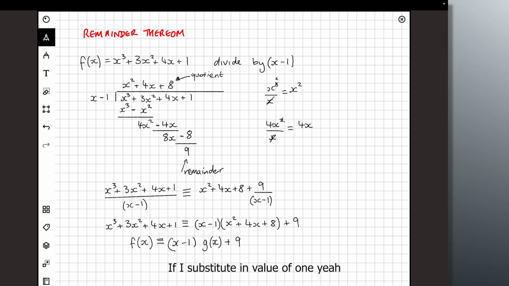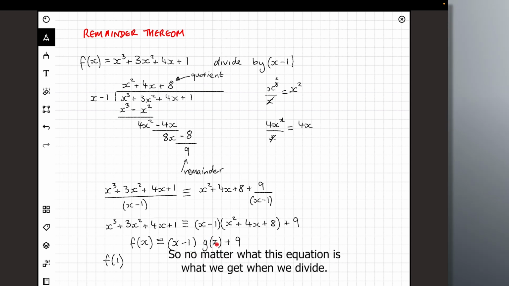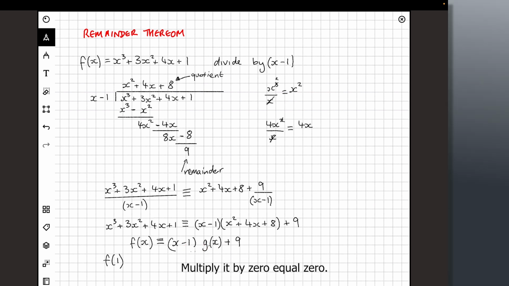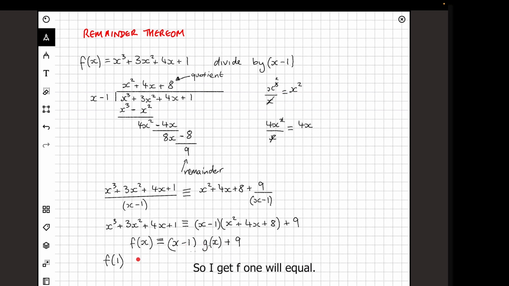Now, if I substitute in a value of 1 here, this here is going to equal 0. So no matter what this quotient is, what we get when we divide, remember, multiplying it by 0 will equal 0. So I get f of 1 will equal 1 minus 1 times this g of x plus 9, which equals 0 multiplied by g of x plus 9, which would equal 9.